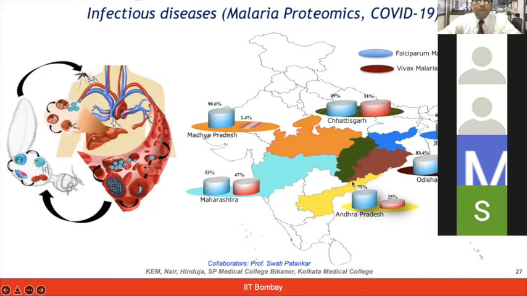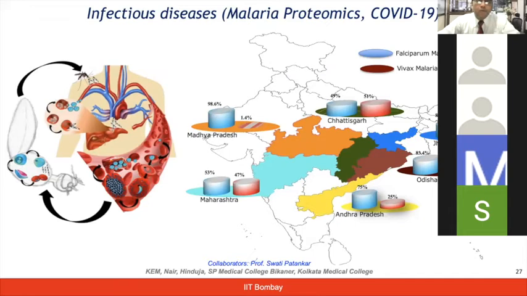Now, just briefly, I'll talk about some projects on infectious diseases like malaria proteomics, and COVID-19 more recently. For the malaria project, we had collaboration with many clinicians and doctors from different endemic parts of India, from Maharashtra, Mumbai to Orissa to Goa, even Rajasthan, Bikaner, and Kolkata, to look at some endemic regions of malaria.